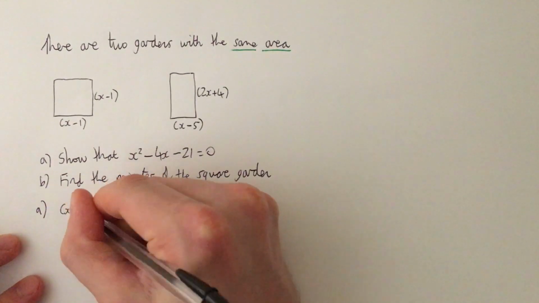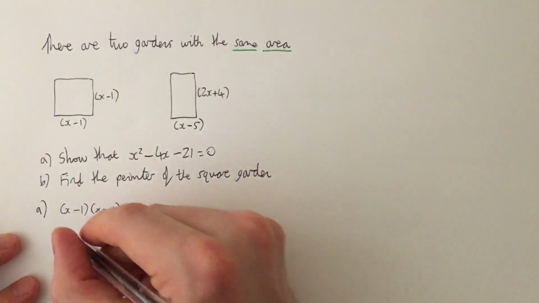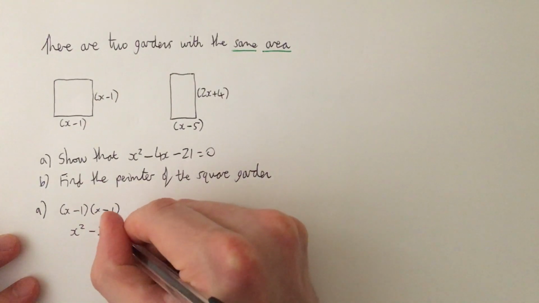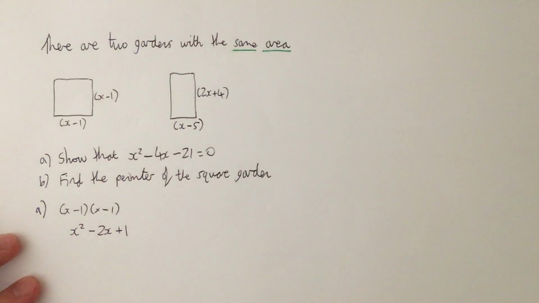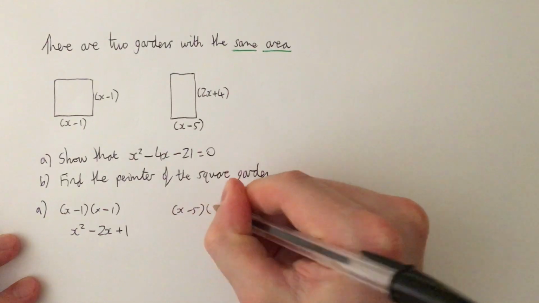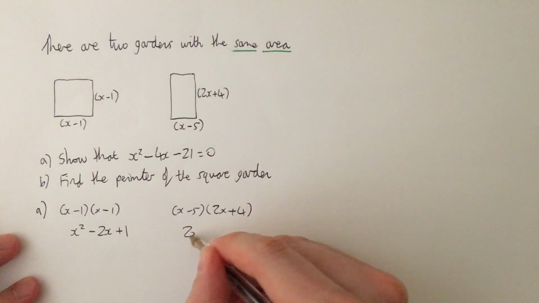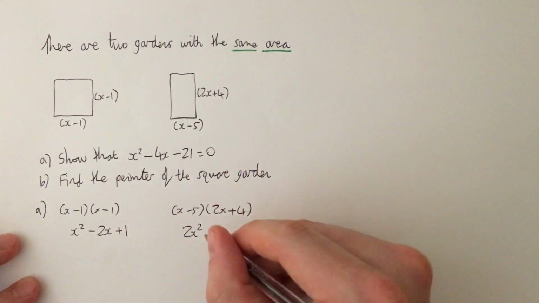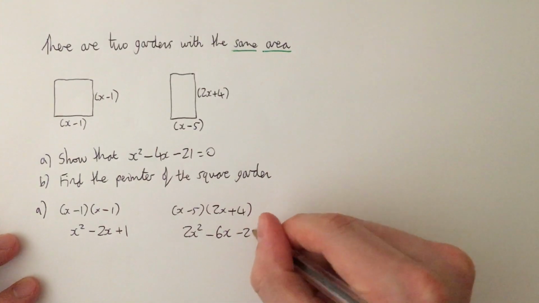So x minus 1, x minus 1. We know from the previous unit how to expand brackets fairly comfortably. So it'll be x squared minus 2x plus 1. So that's the answer for the area of that. The area for this would be x minus 5, 2x plus 4. So that's going to be 2x squared minus 10x plus 4x and minus 6x. Negative 5 times 4 is negative 20.